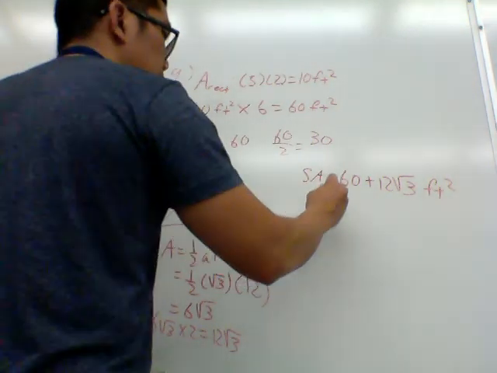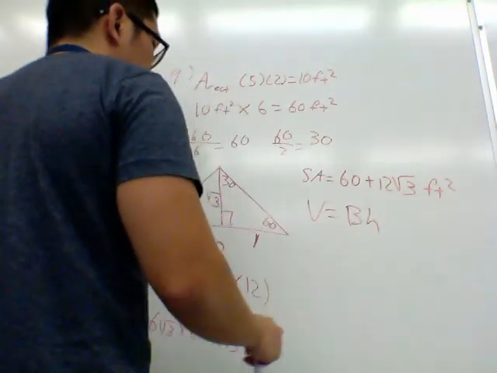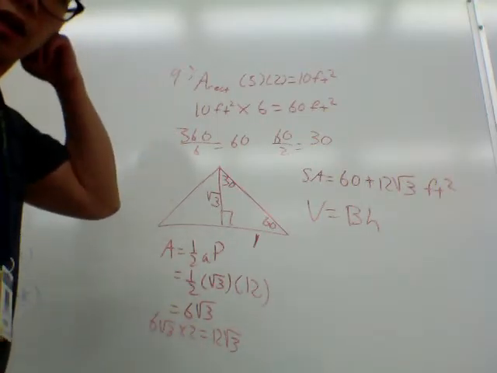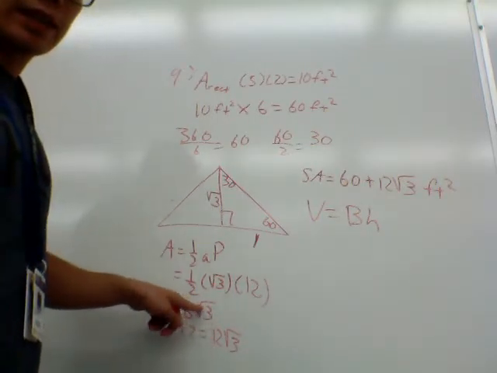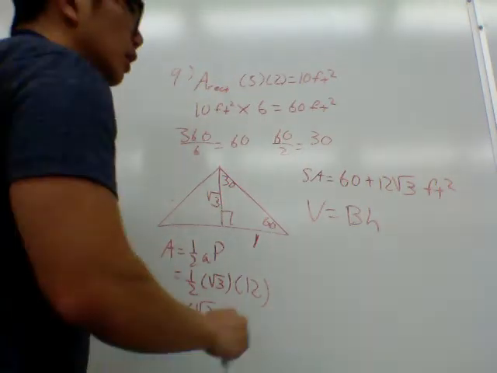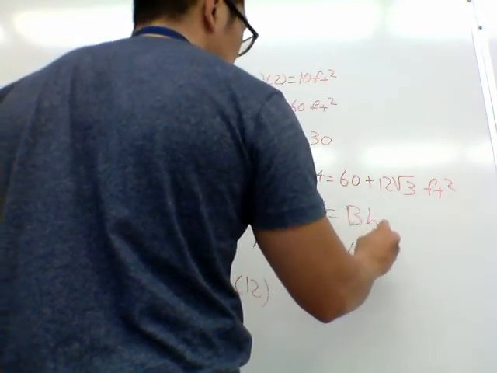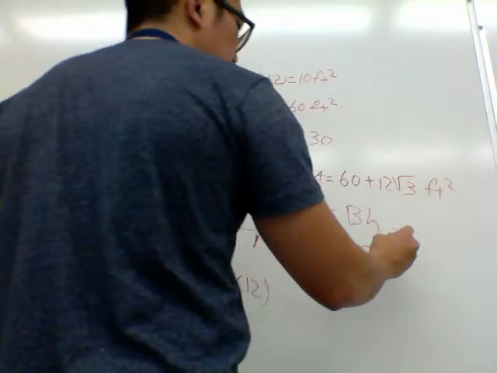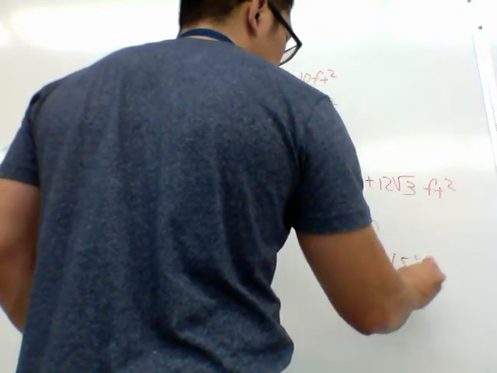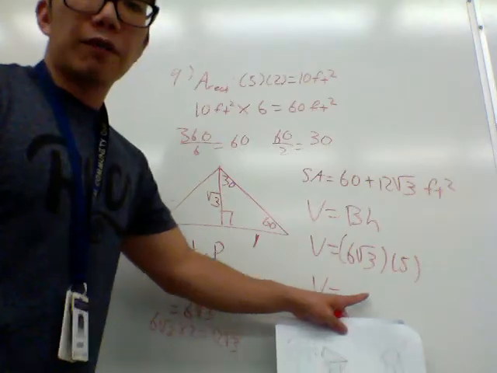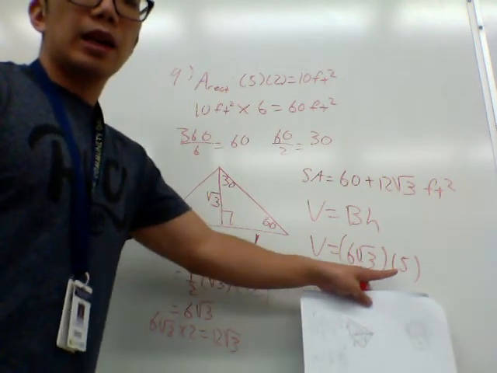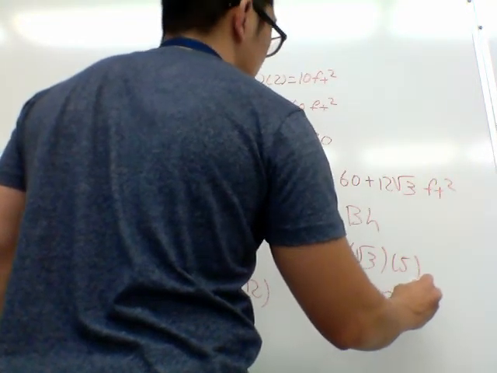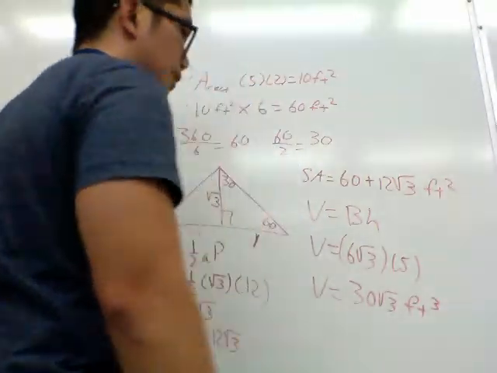Okay. The volume is equal to big B times h. Big B was the area of one of the hexagons, and that is 6 root 3. So do not use the 12 root 3. It's the 6 root 3. I only need one of the areas. So the volume is 6 root 3 times the height of this. Remember, you have to turn it so that the hexagon's on the bottom, and the height is 5. Okay? So here, when you have a radical times a whole number, you could actually multiply the whole number. So this is 30 root 3 feet cubed. Okay?